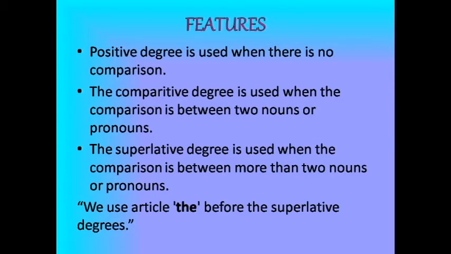Let us now understand some features of the degrees of comparison. Positive degree is used when there is no comparison. The comparative degree is used when the comparison is between two nouns or pronouns. The superlative degree is used when the comparison is between more than two nouns or pronouns. An important thing to note here is we use the article the, which is a definite article, before superlative degrees.